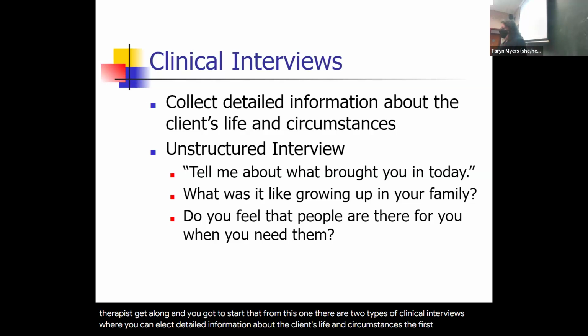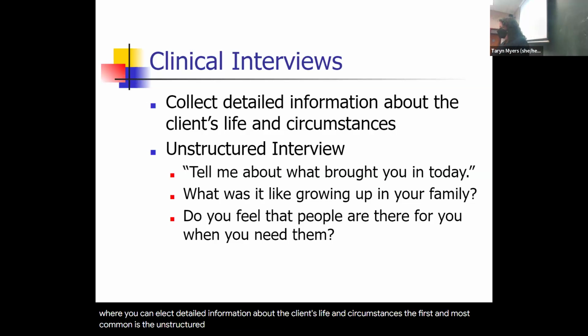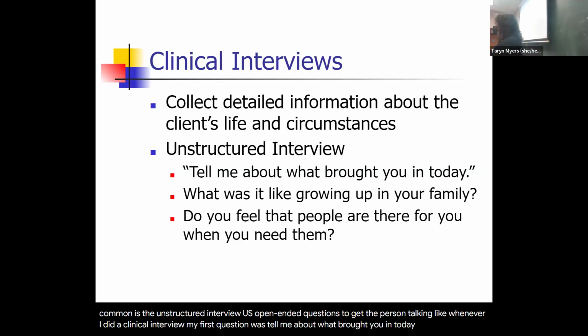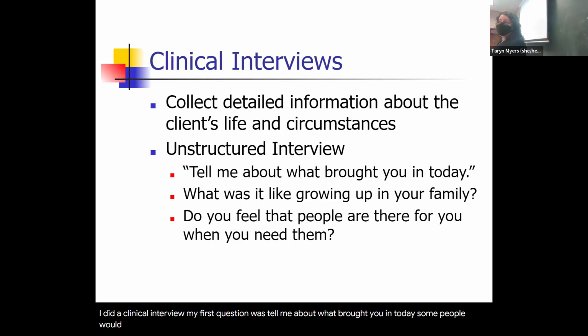The first and most common is the unstructured interview. You ask open-ended questions to get the person talking. Like whenever I did a clinical interview, my first question was, tell me about what brought you in today. Some people would answer this with 1 sentence. I've just been feeling down.